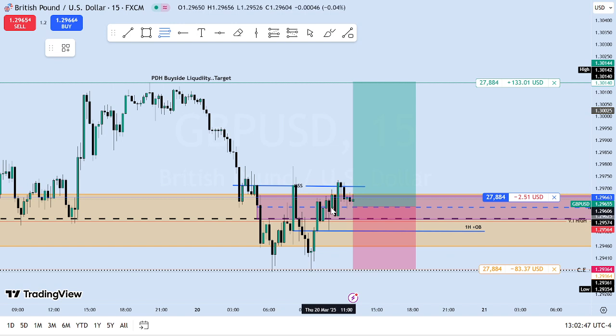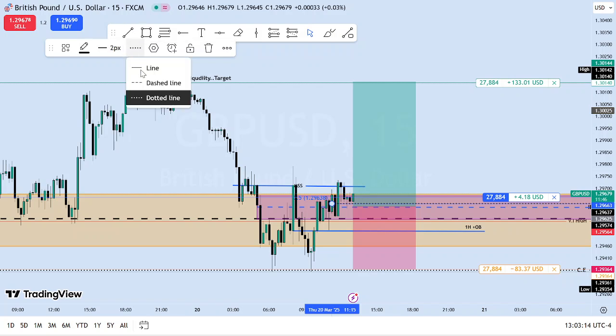To get the 50% of this breaker block, use your Fibonacci retracement. You anchor from the body, where the body opens, not the wick, to where the body closes. The blue line, that's our 50%, the consequent encroachment of this breaker block. That's the consequent encroachment of the breaker block there.